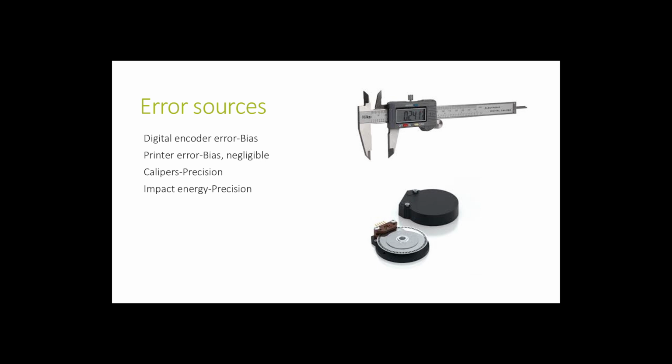In calculating the uncertainty for the measurements, 4 different error sources were considered or included. For bias uncertainty, the digital encoder error and the printer error were considered, though the 3D printer's error is negligible in this scenario. For precision uncertainty, the calipers and the impact energy tester were considered and included.